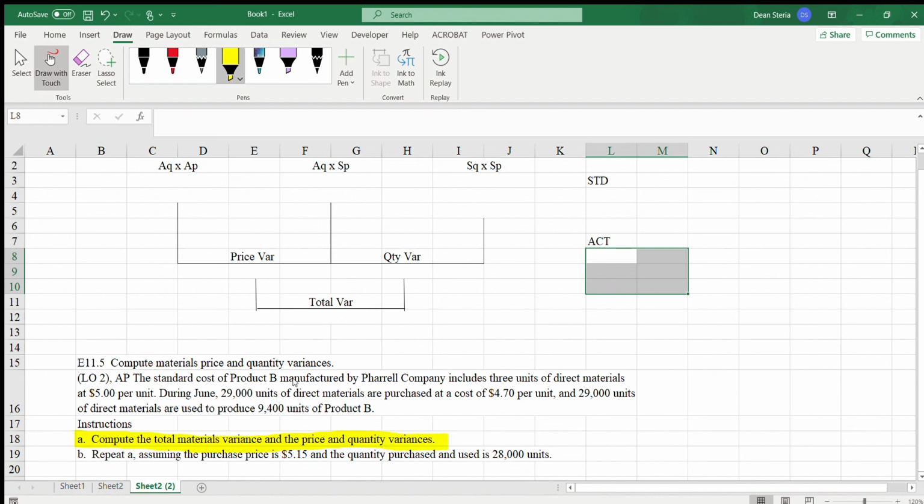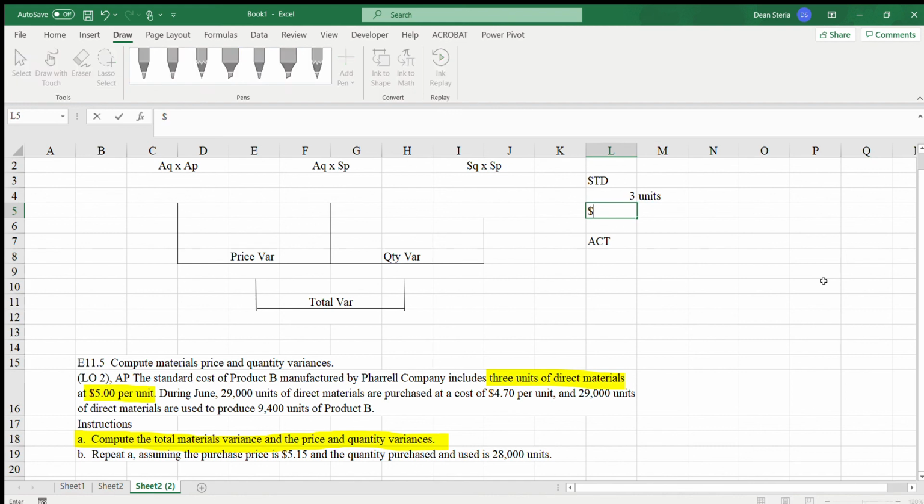Standard cost for product B, blah, blah. So it uses 3 units of direct materials at $5 per unit. So my standard is 3 units, and the cost is $5 per unit.